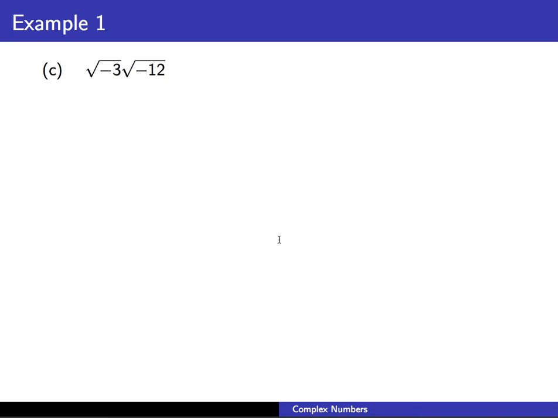Part C, square root of negative 3 times the square root of negative 12. For the square root of negative 3, it's i times the square root of 3. So square root of negative 1 times the square root of 3, and the square root of negative 1 is i.